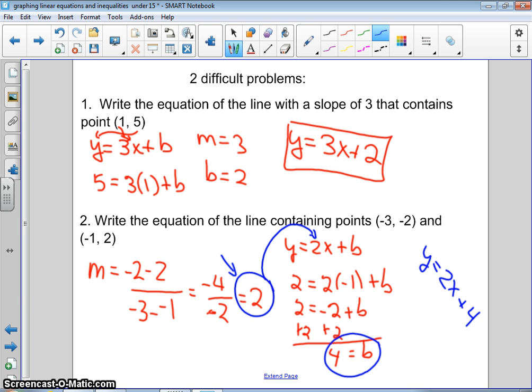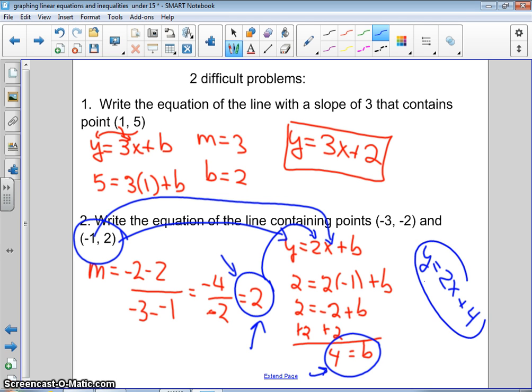We can pick either one of these 2 points and plug it in to solve for b. I went ahead and used this one right here. So I put 2 in place of y. I put the -1 in place of x. I work it out and I solve for b, and I find that b is equal to 4. Now that I know the slope and I know the y-intercept, I can go ahead and write my final answer. y is equal to 2x plus 4.